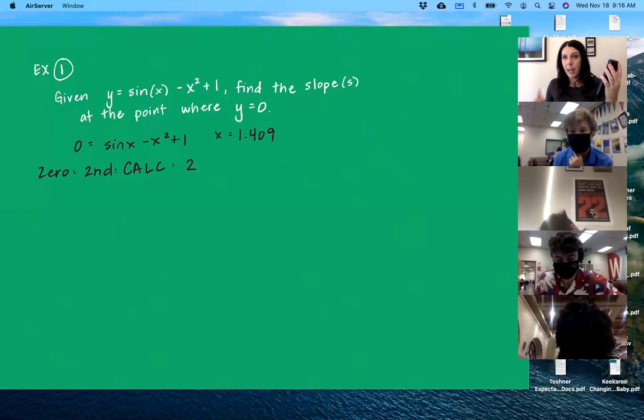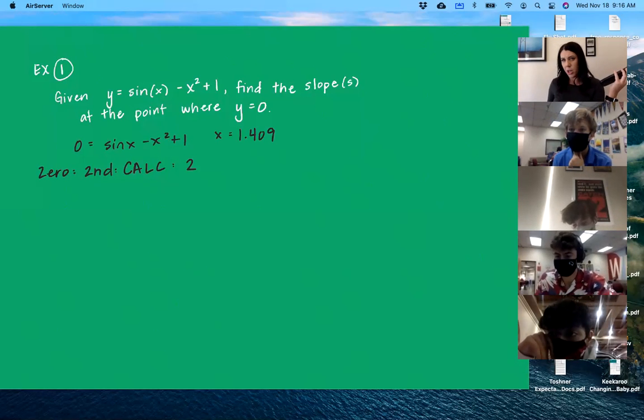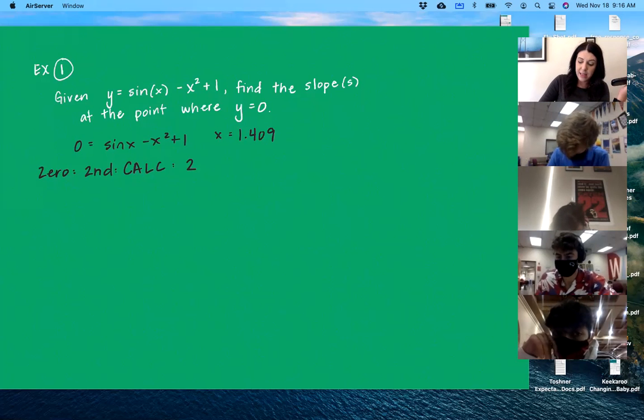1.409. Now, if you're looking at that number, it has a 6 after that 9. So you might be saying, Ms. Toshner, why didn't you round? Because we don't have to for calculus. We can do what's called truncating. So you can just chop off that number after the thousandths place.